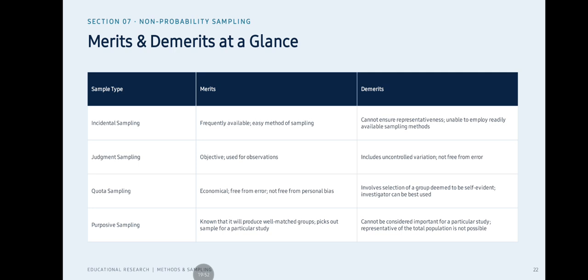Quota sampling. Its merits: economical, free from error, not free from personal bias. Demerits involve selection of a group deemed to be self-evident. Investigator can be tested or can be best used. Purposive sampling, known that it will produce well-matched groups, picks out sample for a particular study. Demerits: cannot be considered important for a particular study. Representative of the total population is not possible.